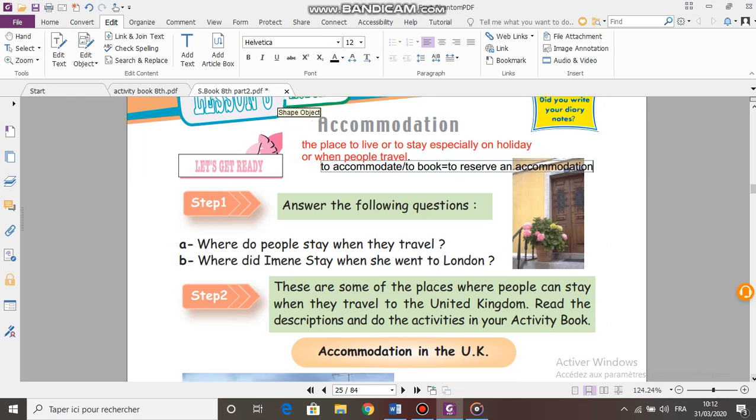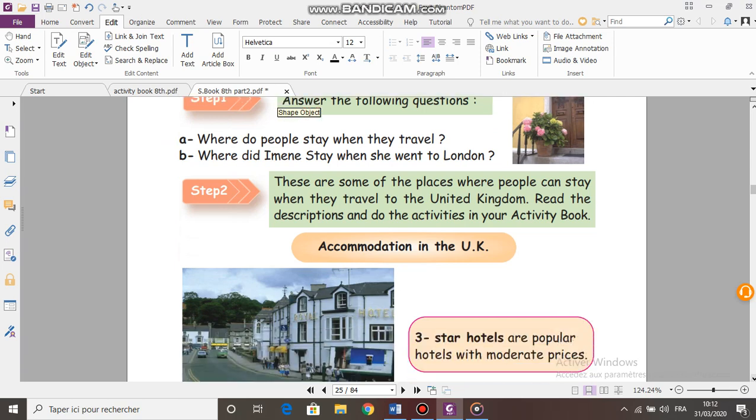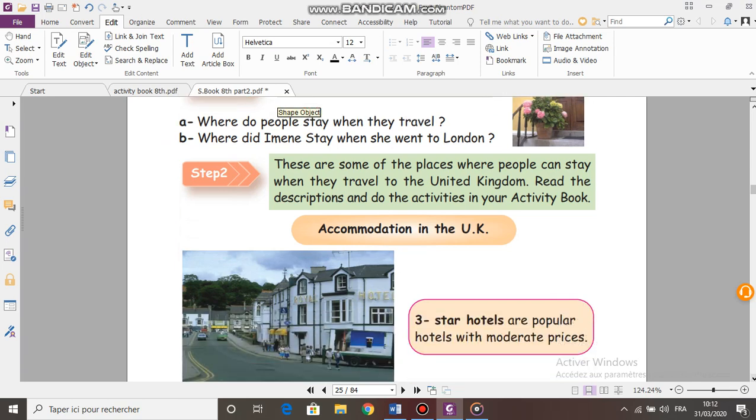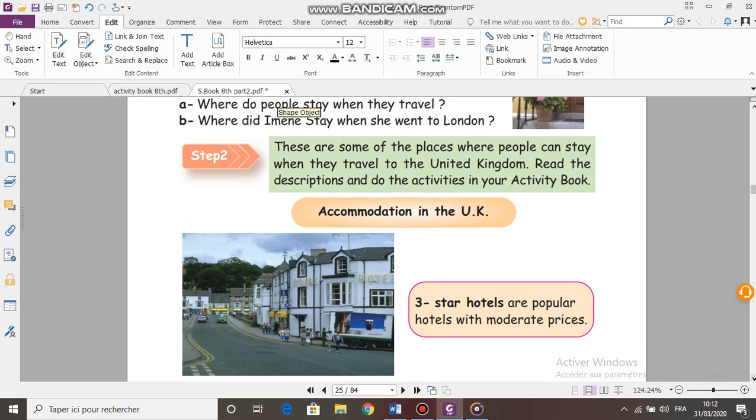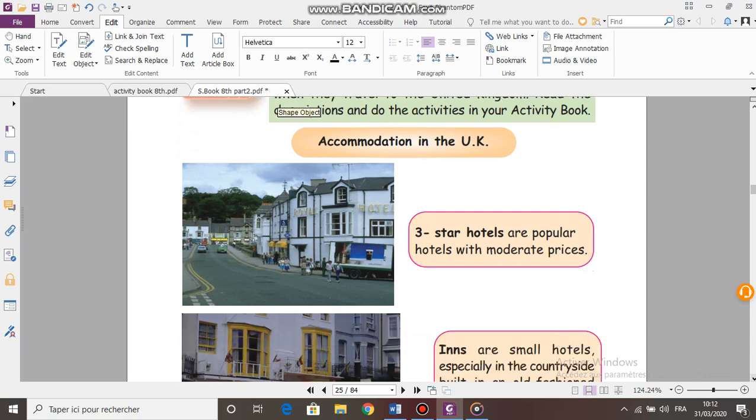Here, in step 2, these are some of the places where people can stay when they travel to the United Kingdom. Read the descriptions and do the activities in your activity book. At the same time, please take your activity book page 94. Let's do them together. So accommodation in the United Kingdom, these are different types. Let's take some notes.